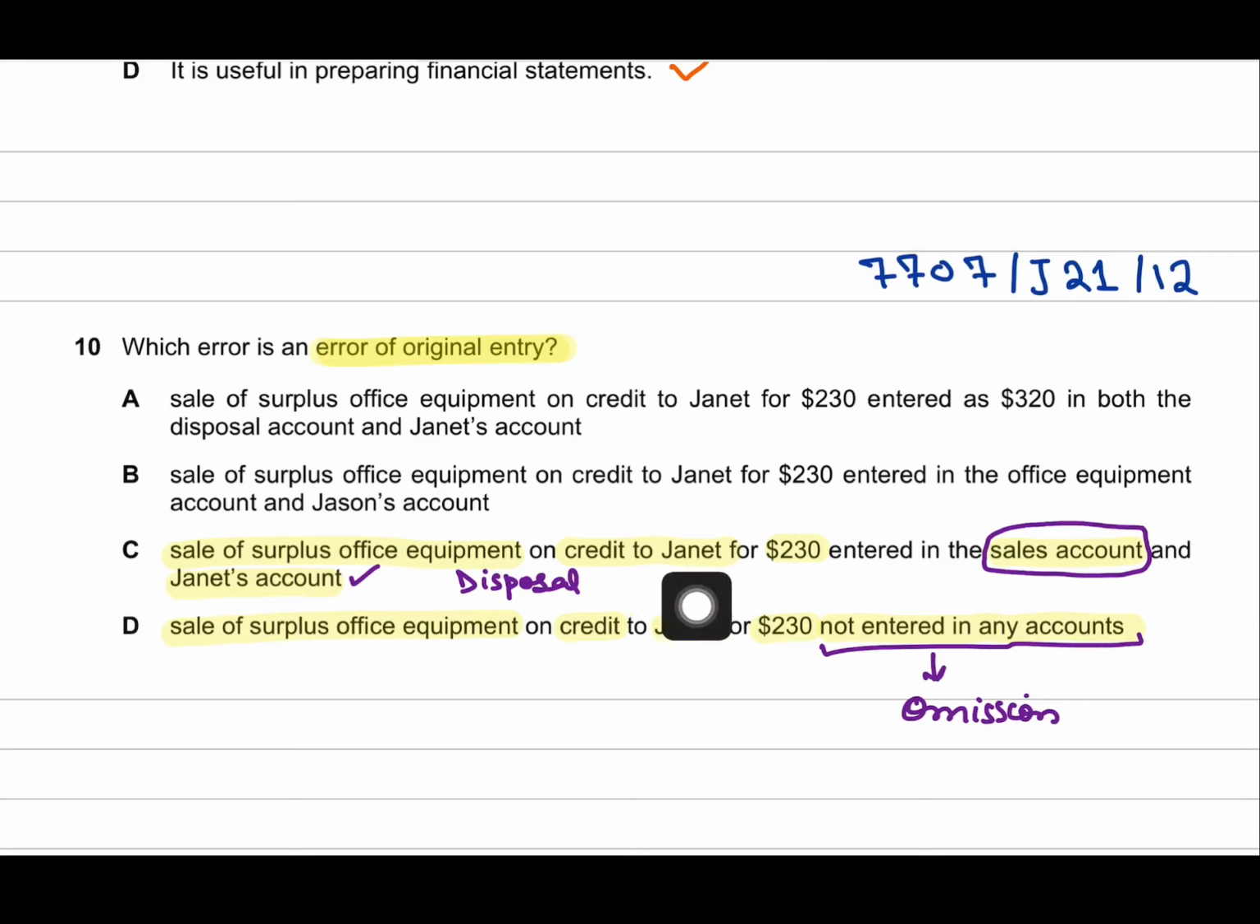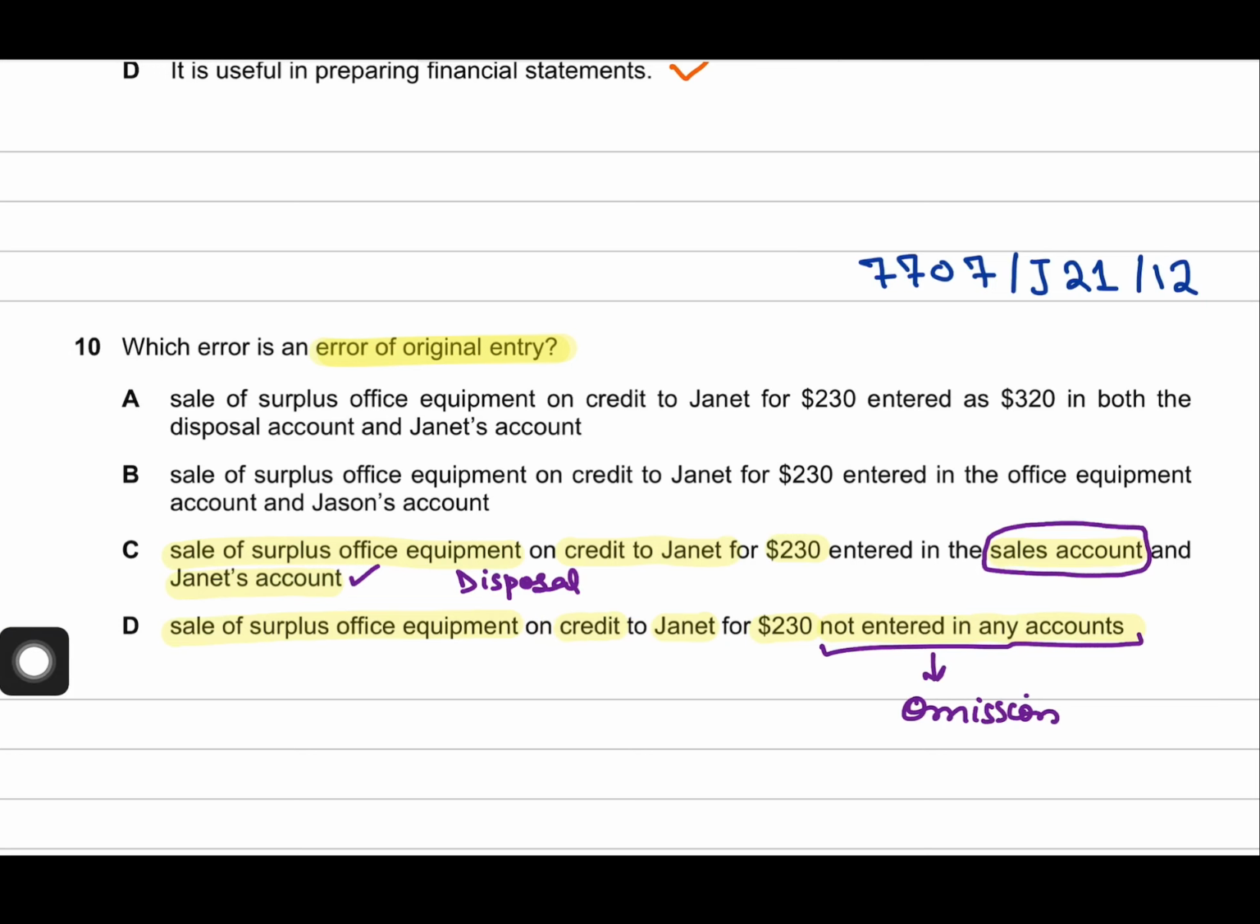Since Janet is other receivable for the business, as we are selling a non-current asset on credit, Janet's account should have been debited, and it has been debited correctly, right? However, disposal account should have been credited. Instead of crediting disposal account, we have credited sales account. So this can't be right. First of all, this is wrong.